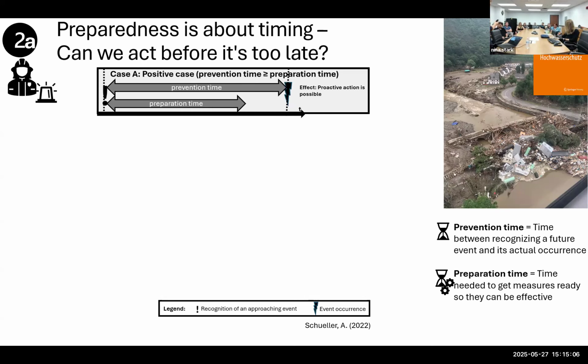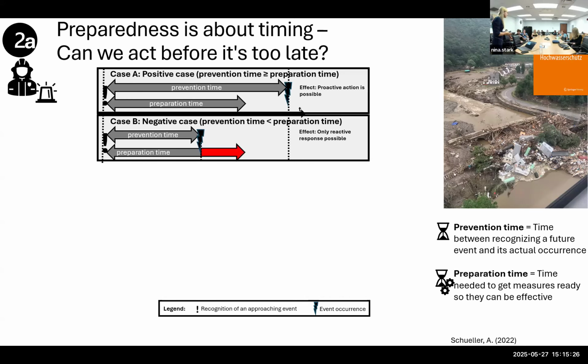Additionally, there's this other time called preparation time. So it's the time that you need to get measures ready, like building dams, evacuating people or something. And this relationship between those two times is really important. So in general, for operational things that you do, in the positive case, the prevention time is greater than the preparation time. In the negative case, as we had in the R Valley, there was not enough time. So the prevention time was smaller than the preparation time. And there was only reaction possible. We call it reaction.